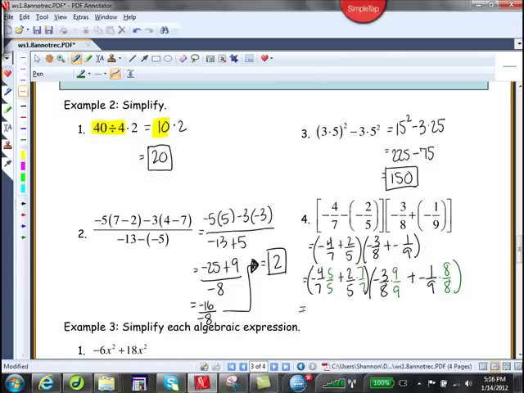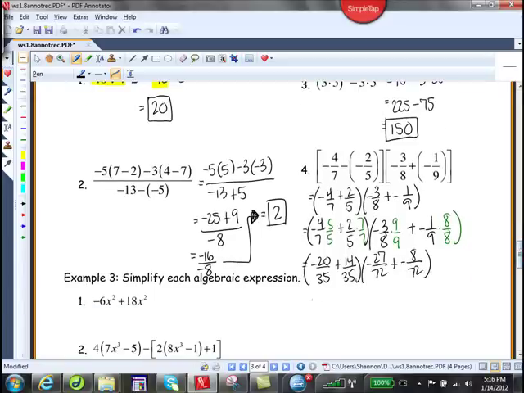Okay, so, whoops, in the green still. Let me get the black pen back. We've got negative 20 35ths plus 14 35ths times negative 27 72nds and then plus a negative 8 72nds.